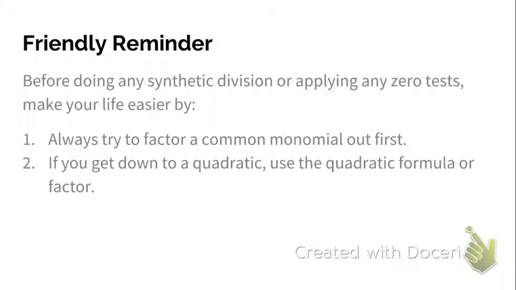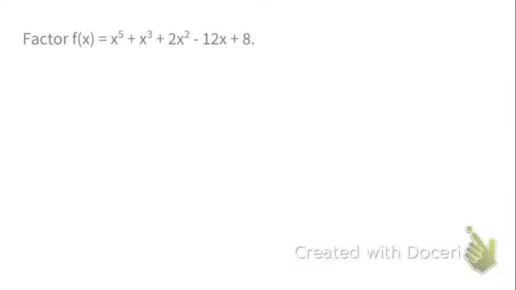Just a friendly reminder, when you're doing synthetic division or applying zero tests, always try to factor out a common monomial first. So look at the polynomial. If there's a common factor, pull it out first. It makes all the numbers a little smaller and makes your life a little easier. And if you ever get down to a quadratic, try to factor it first or use the quadratic formula. Never do synthetic or long division with the quadratic, because you're just wasting your time.